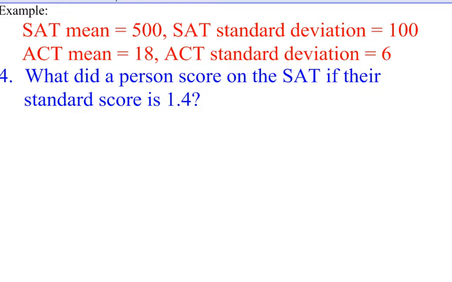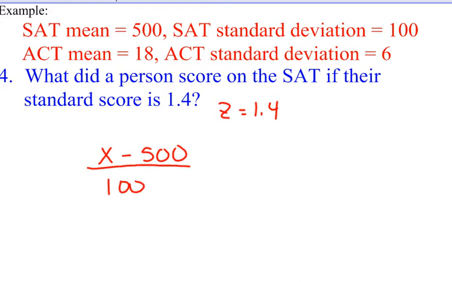Number 4. What did a person score on the SAT if their standard score is 1.4? So when they give us this, they're telling us the z-score equals 1.4. So I'm actually going to work backwards for my formula. I don't know what the person scored, so we'll call that x. x minus 500 divided by 100 equals 1.4. That equals my z-score. So from here, it's a basic algebra problem.